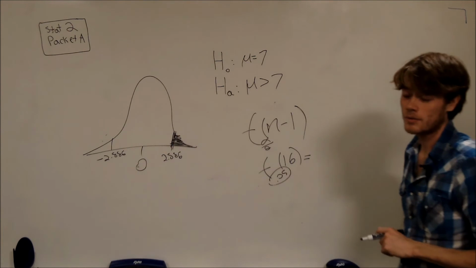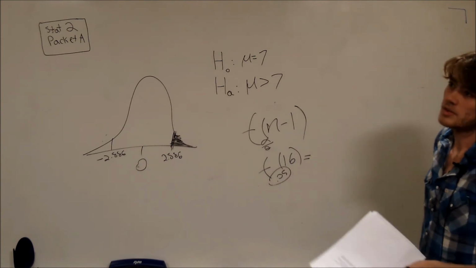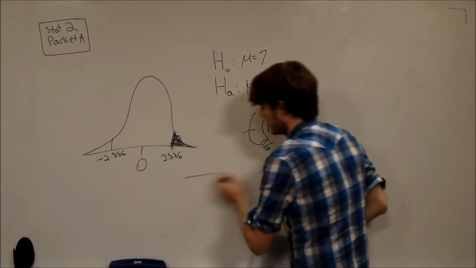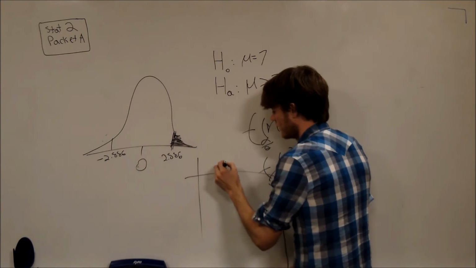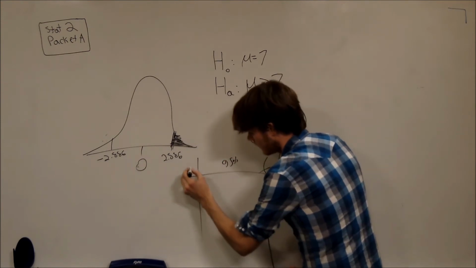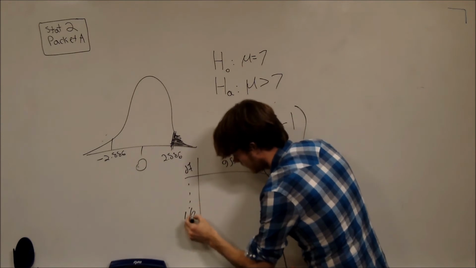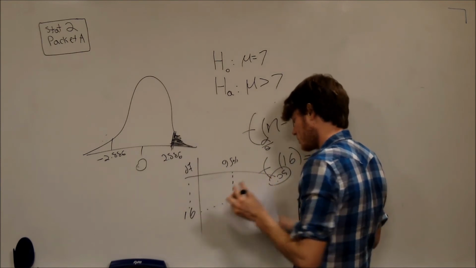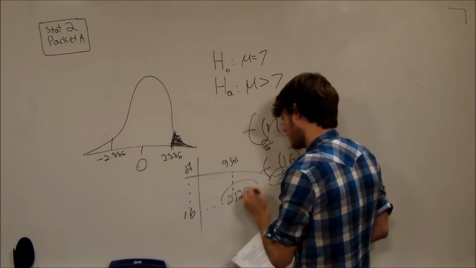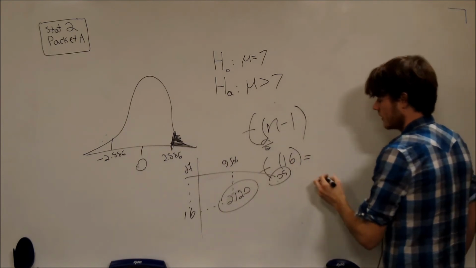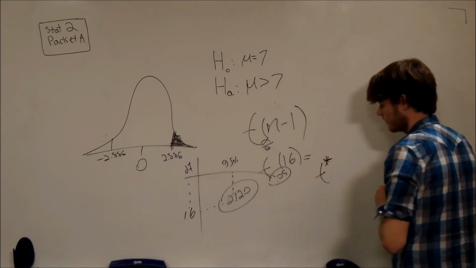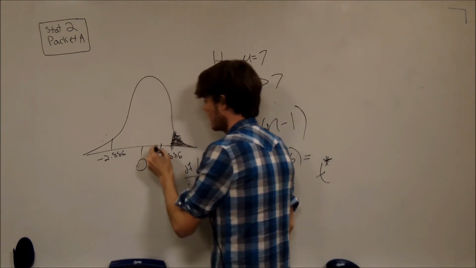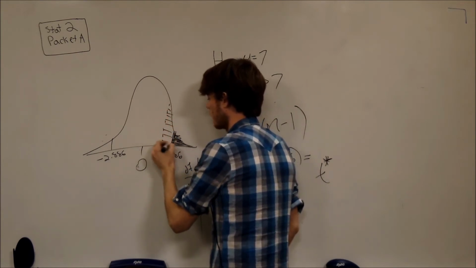And if you look at your t table, it tells you the confidence level, which is 0.95. So if you look at the 95% column, you go down to DF, you go down to 16, you're going to find 2.120. And now we compare it to t star. So this is 2.120. So this is the area of 2.120.